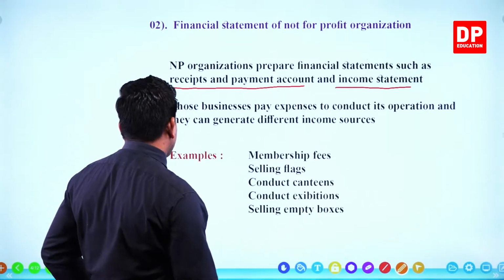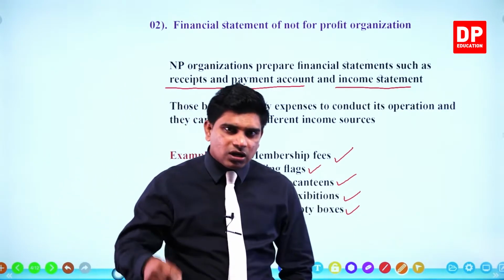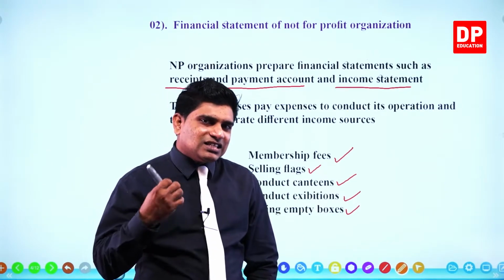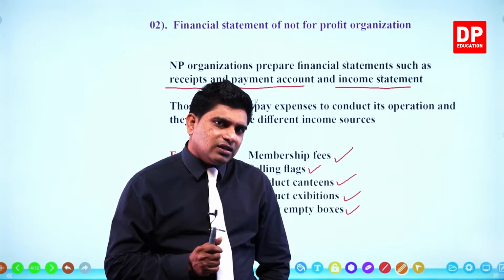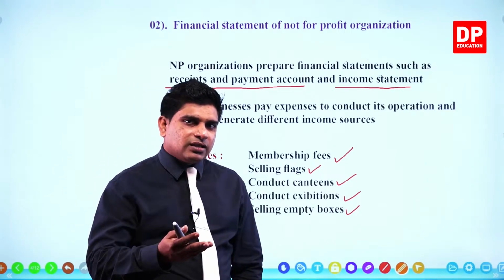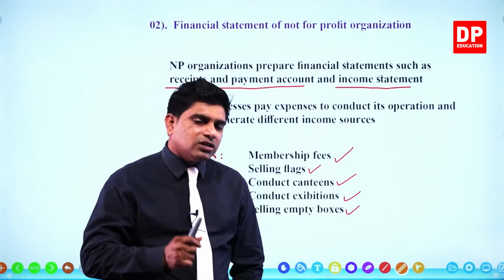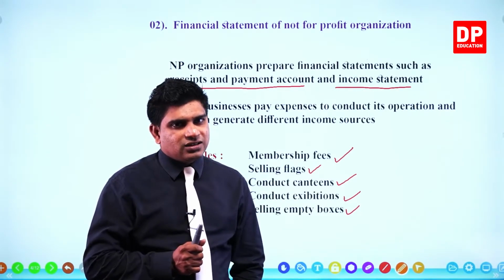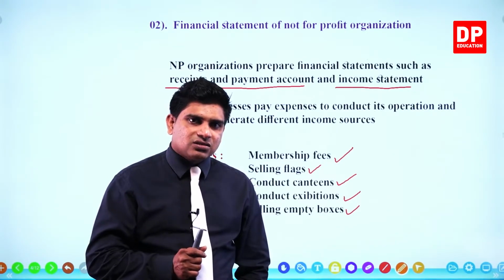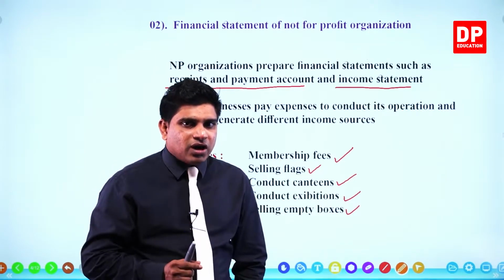Then here I have given some examples of how they collect money: membership fees, selling flags, running canteens, conducting exhibitions, selling empty boxes and empty bottles, right? They can sell them and collect money. These are the different income sources. Sometimes the school canteen is organized by the all boys association, or the school development authority, or the all girls association, right? So you can buy food items at the lowest price. They will give good service to the students and earn a little profit margin to conduct the operation.